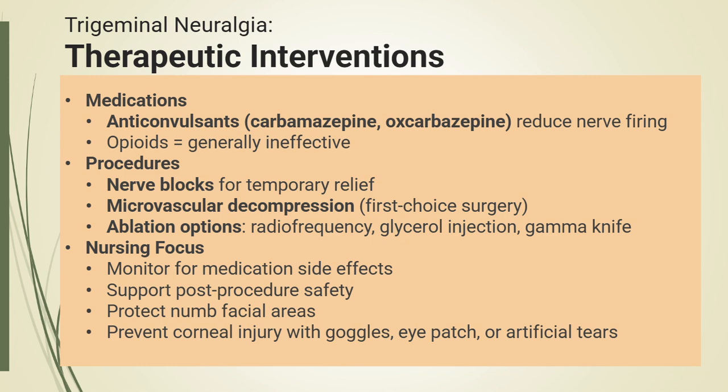After any procedure that causes numbness, the patient must protect the anesthetized area of the face. If the corneal reflex is weakened, the patient may not feel irritation in the eye, so protective goggles or sunglasses may be necessary. At night, an eye patch may be needed to prevent injury or dryness. Some patients may require artificial tears to prevent corneal damage.